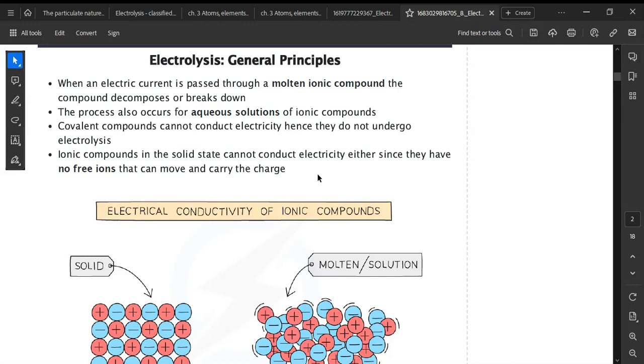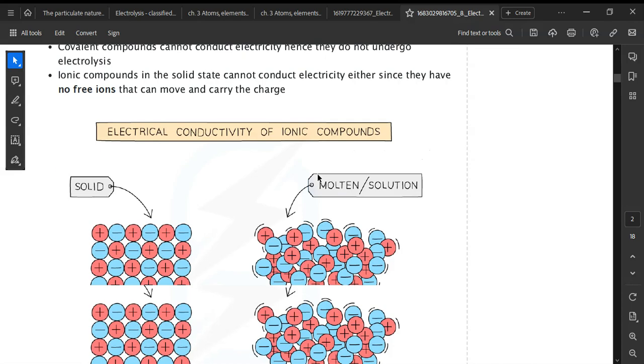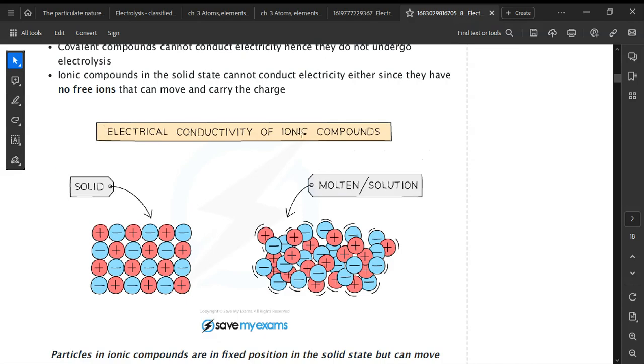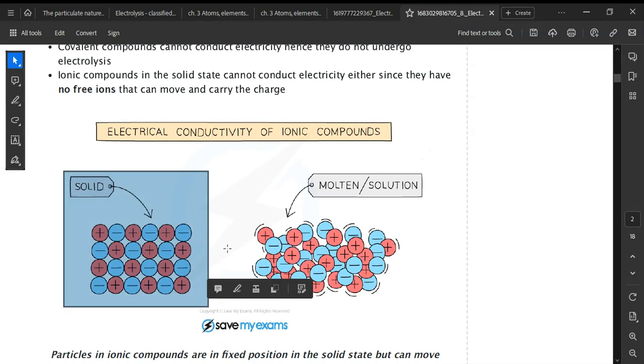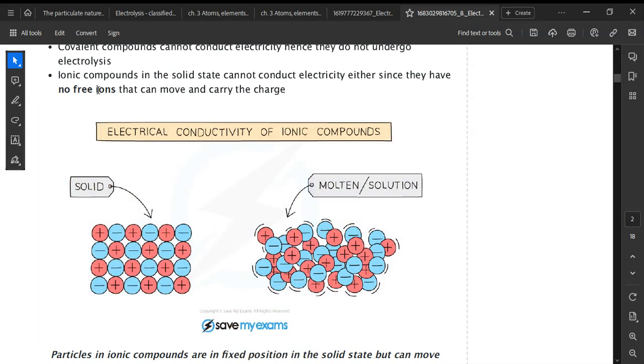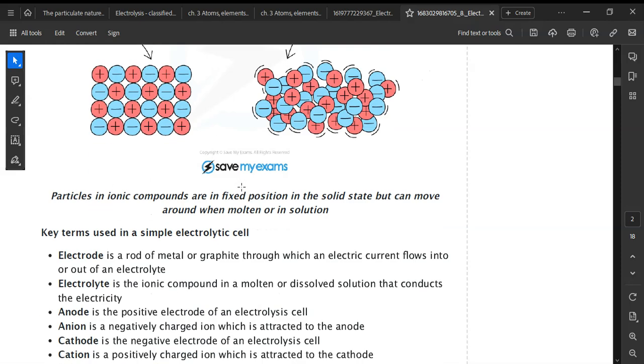Ionic compounds in the solid state cannot conduct electricity either, since they have no free ions that can move and carry their charge. So, regarding the electrical conductivity of ionic compounds, the solids do not have any free ions which will conduct the charge. But when it is melted, it is called molten. Since molten is in a liquid state, the ions can move around and conduct the charge.